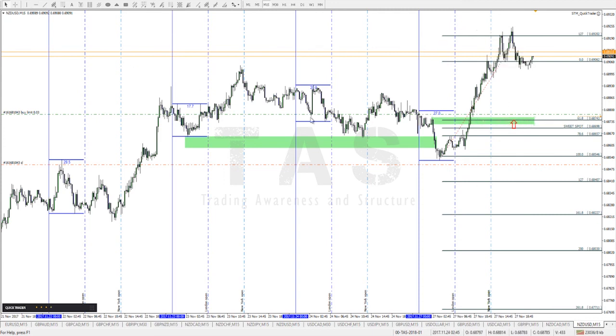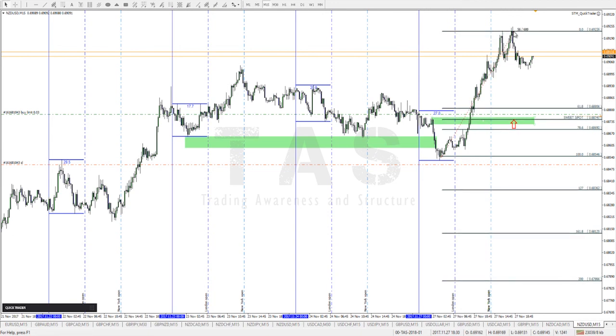NZD USD, still waiting for it to come down. I'm gonna keep the order open for London open. Gonna adjust it so that it encompasses this order block, including the spread. So I'm gonna pull it up a little bit.